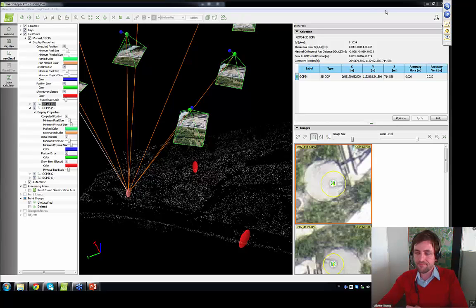But that depends. If your project has tons of issues in many different places, then you would actually need to click on more manual tie points. So it really depends on the case.